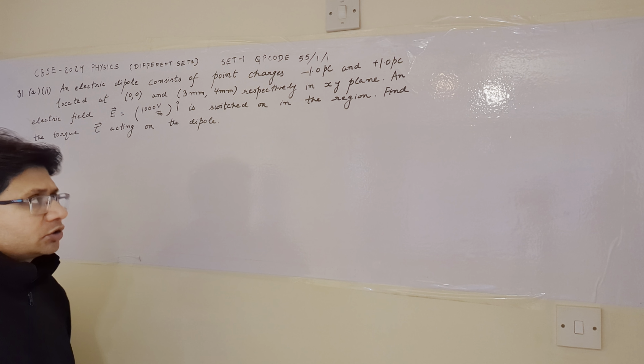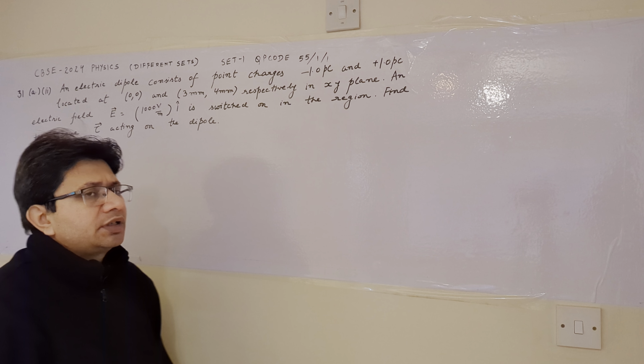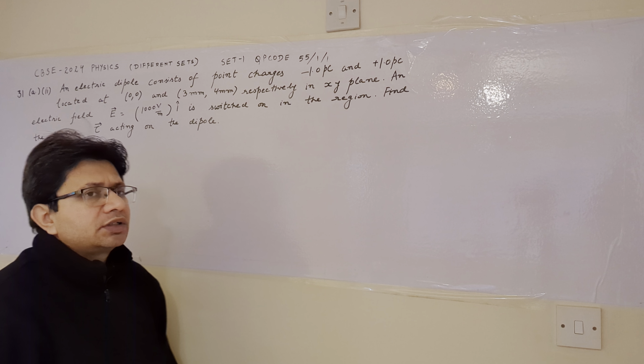So the problem is based on the topic electric dipole, and particularly the torque acting on an electric dipole when it is placed in an electric field. The situation is like this. There is the xy plane, this is the y-axis, this is the x-axis. There is an electric dipole having minus q charge and plus q charge. The values of the charges are given as -1 picocoulomb and +1 picocoulomb.